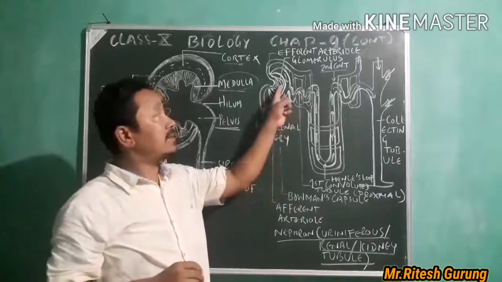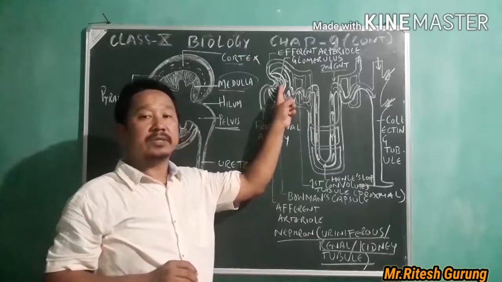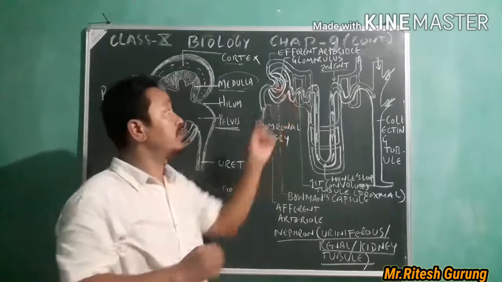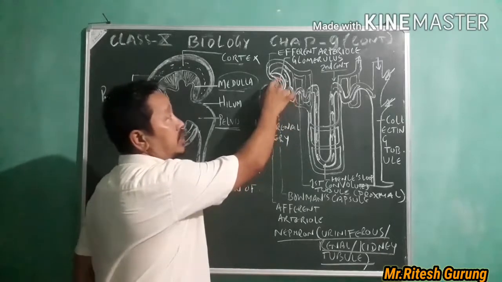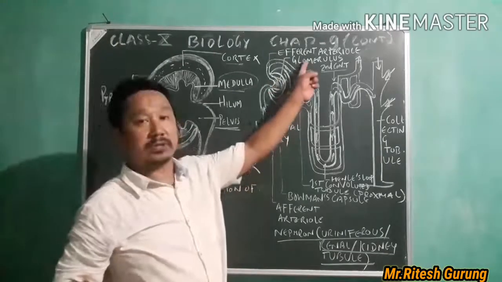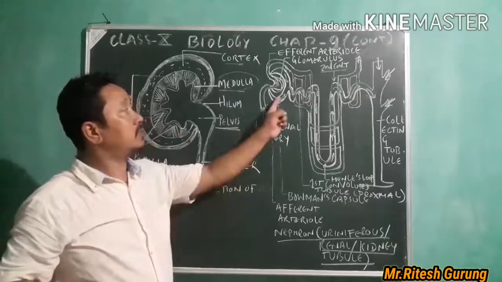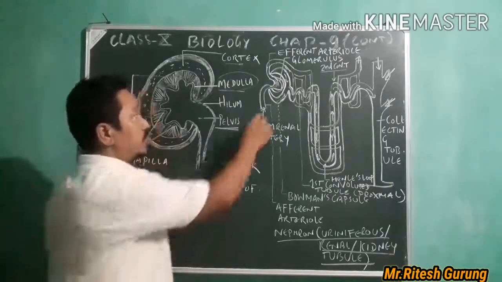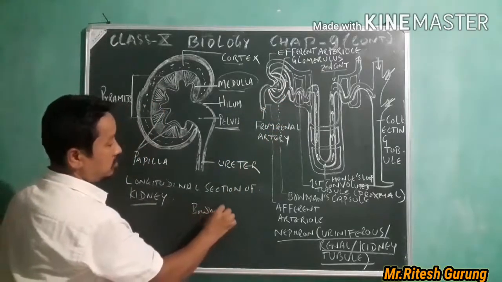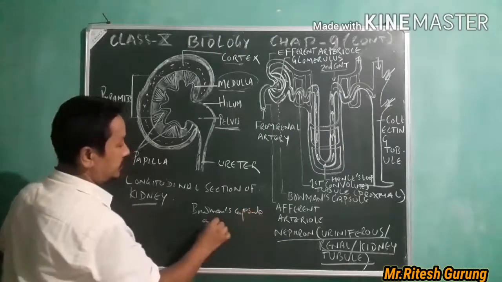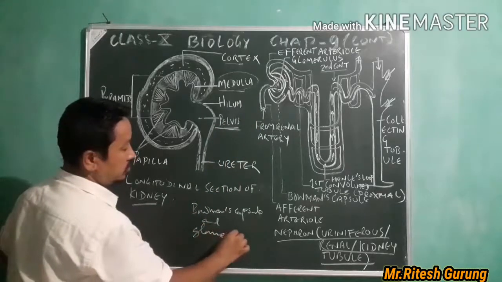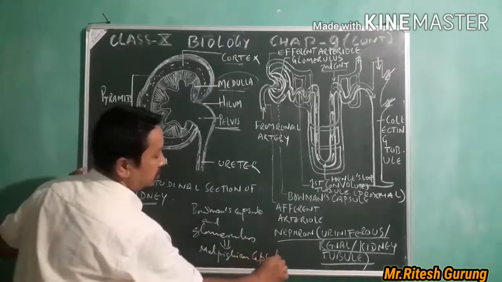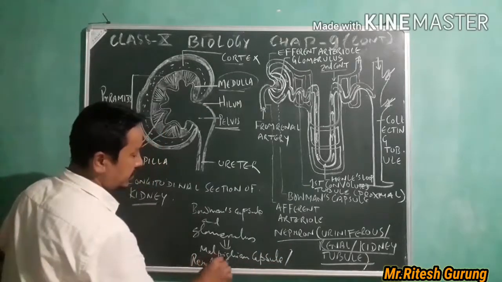The outer concavity of the cup contains a knot-like mass of blood capillaries called glomerulus. The capillaries which you see out here are called glomerulus. This Bowman's capsule and glomerulus are together called Malpighian capsule, or renal capsule.